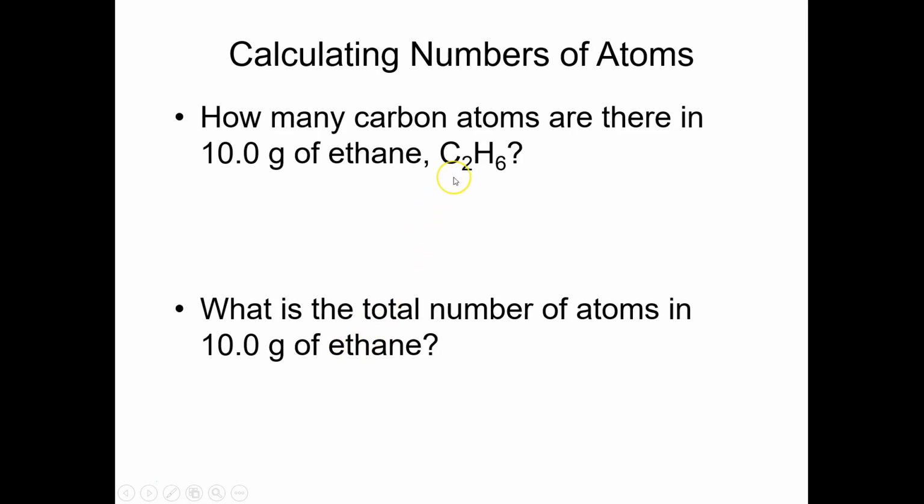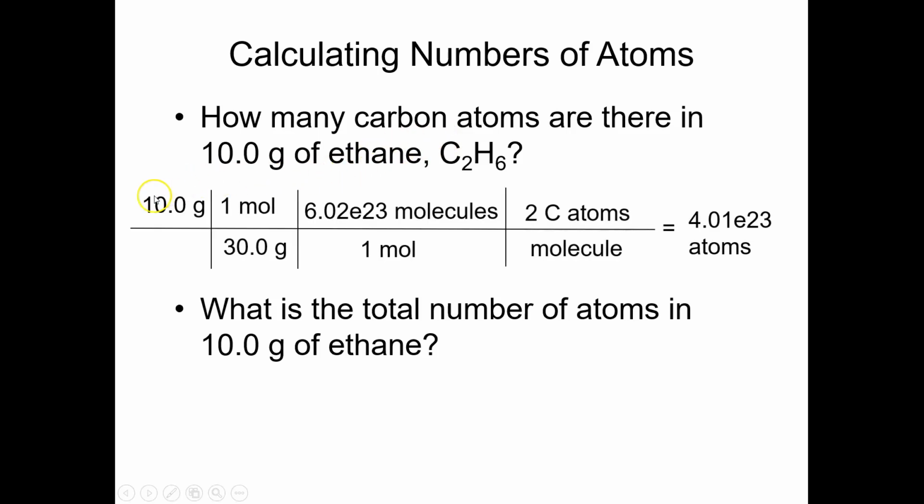To answer both of these, we have to come up with an additional conversion factor, which is how many atoms of the element we're talking about are there in one molecule? For ethane, and we're talking about carbon, there are 2 carbon atoms for every ethane molecule. And if we're asking for the total number of atoms, there are 8 total atoms, 2 carbons and 6 hydrogens, in one molecule of ethane. So that will help us answer the question here.